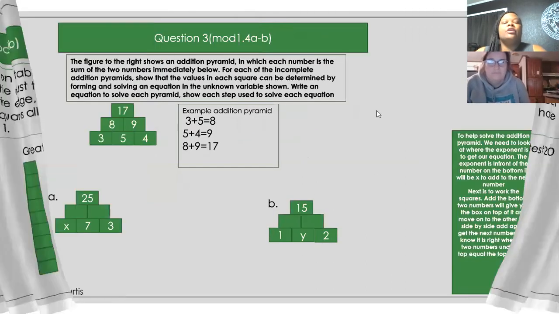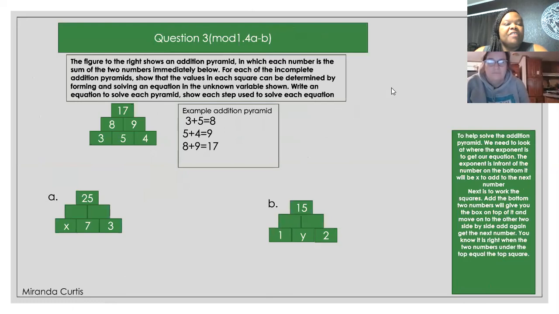All right, Miranda, question 3. The figure to the right shows an addition pyramid in which each number is the sum of the numbers immediately below. For each of the incomplete addition pyramids, show that the values in each square can be determined by forming and solving an equation in the unknown variable shown. Write an equation to solve each pyramid. Show each step used to solve each equation.